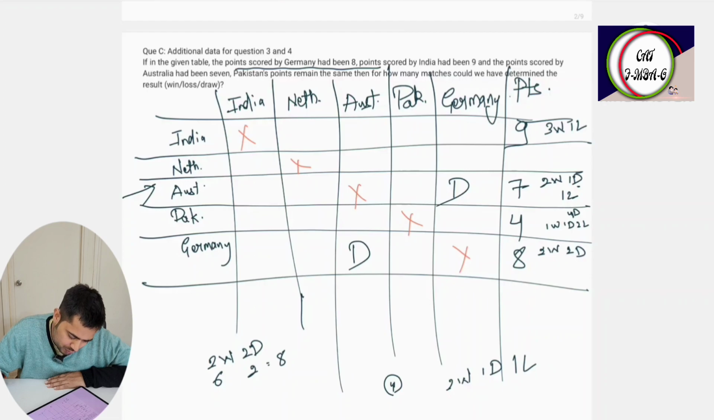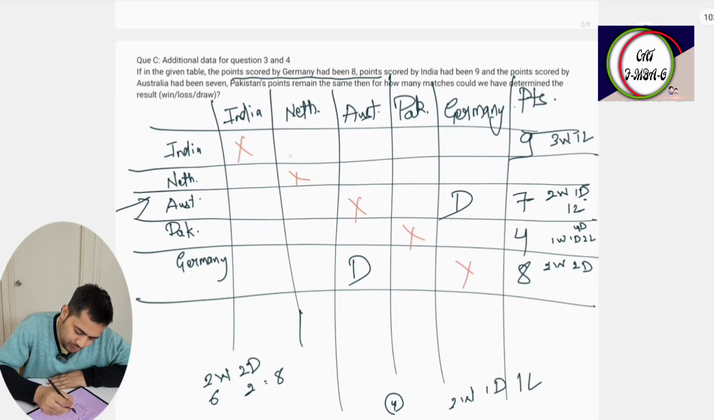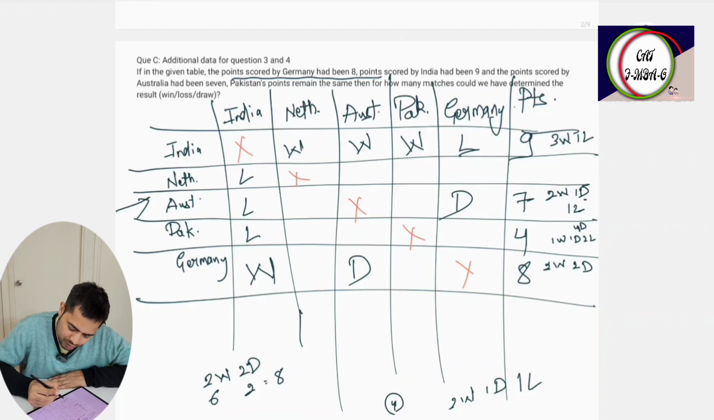India has 3 wins and 1 loss. Germany has 2 wins and 2 draws, and 0 losses. India cannot defeat Germany because Germany has 0 losses. So India has to defeat Netherlands, Australia and Pakistan definitely. So win, win, win, and here loss. So Netherlands, Australia, Pakistan lose to India, and Germany wins. Perfect.